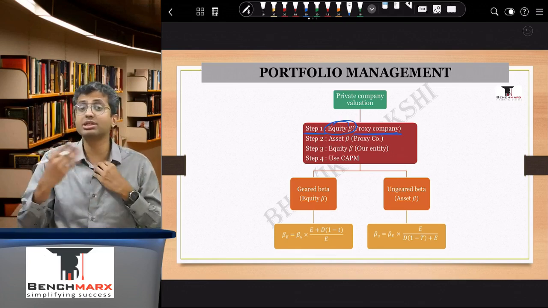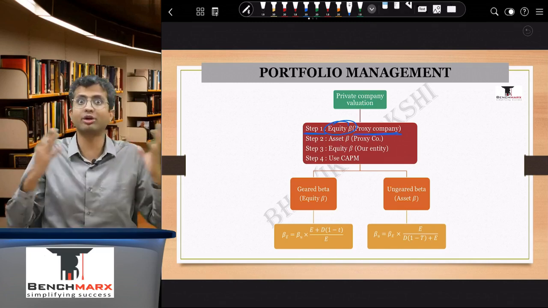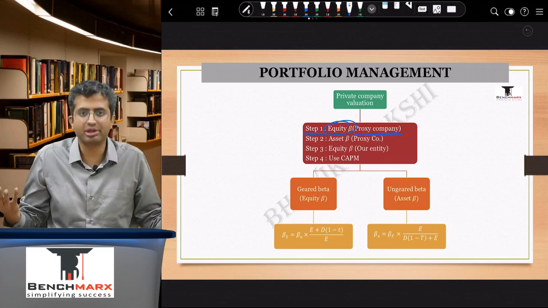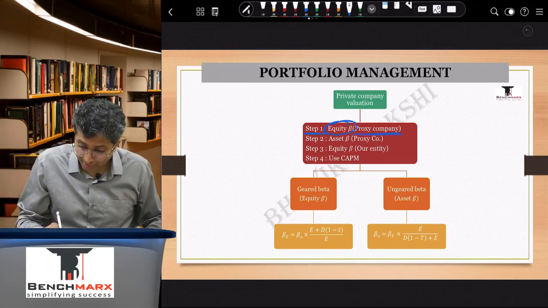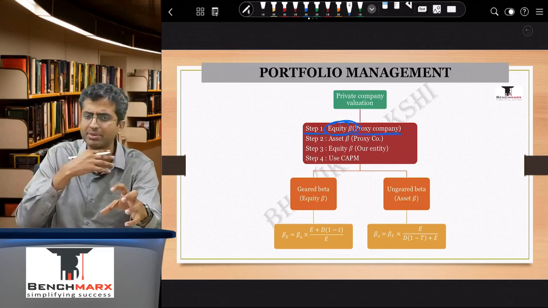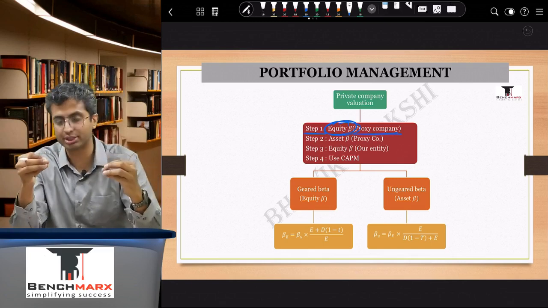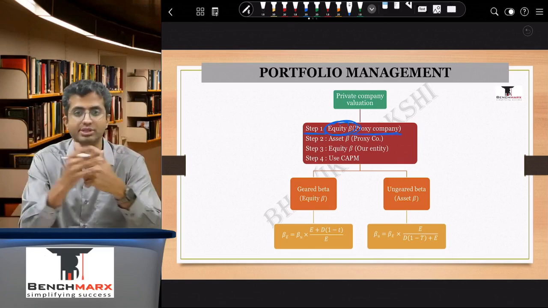Now, Britannia bears the risk of the biscuit industry, which Parle also bears, but Britannia might have a lot of debt, financial risk, which Parle may not necessarily bear. So the equity shareholders of Britannia bear the operating risk of Britannia, that is the risk of the biscuit industry, as well as the financial risk. That is its ability or inability to service its loan.